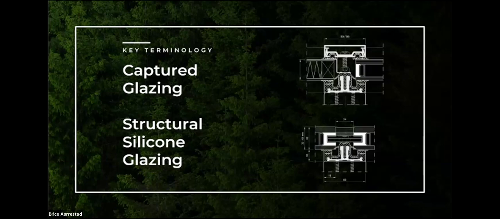The structural silicone uses an adhesive to adhere the back member to the glass, or the opposite way. So two different ways of building a curtain wall. And what I want to do is first start with the captured glazing, the different components and aspects of that. And then I'll follow up with the silicone glazing.